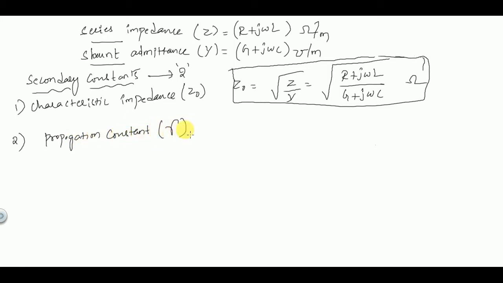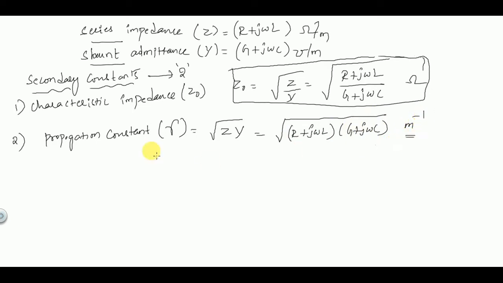Which is represented by gamma, is given by root of ZY. This implies root of (R plus j omega L) into (G plus j omega C) per meter. So its units are per meter for propagation constant. So these two represent the secondary constants of transmission lines, and R, L, G, C represent the primary constants of transmission lines.